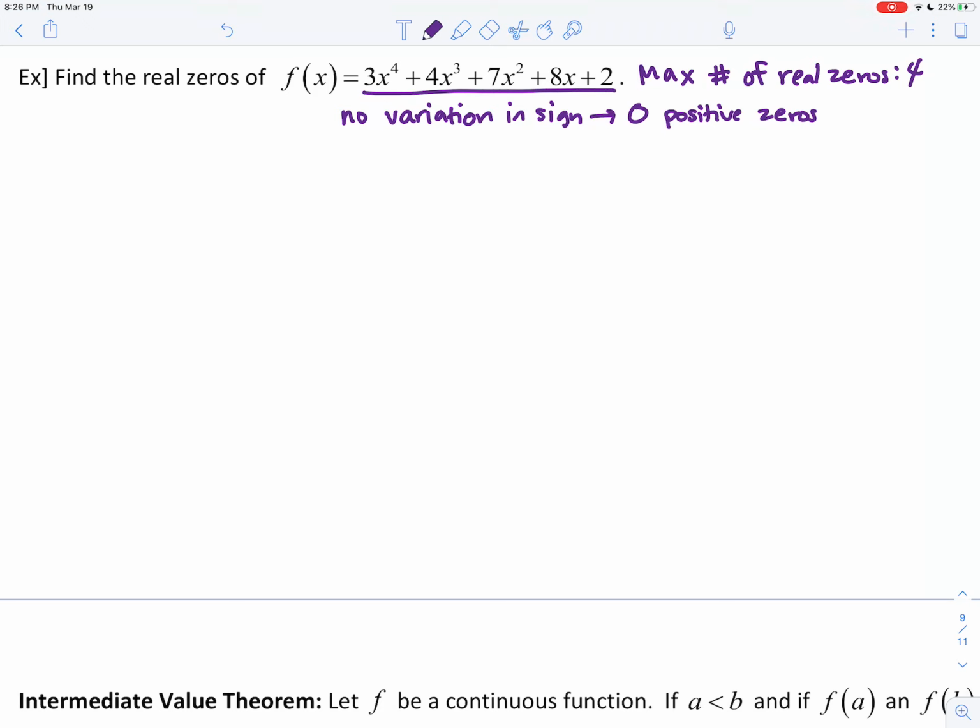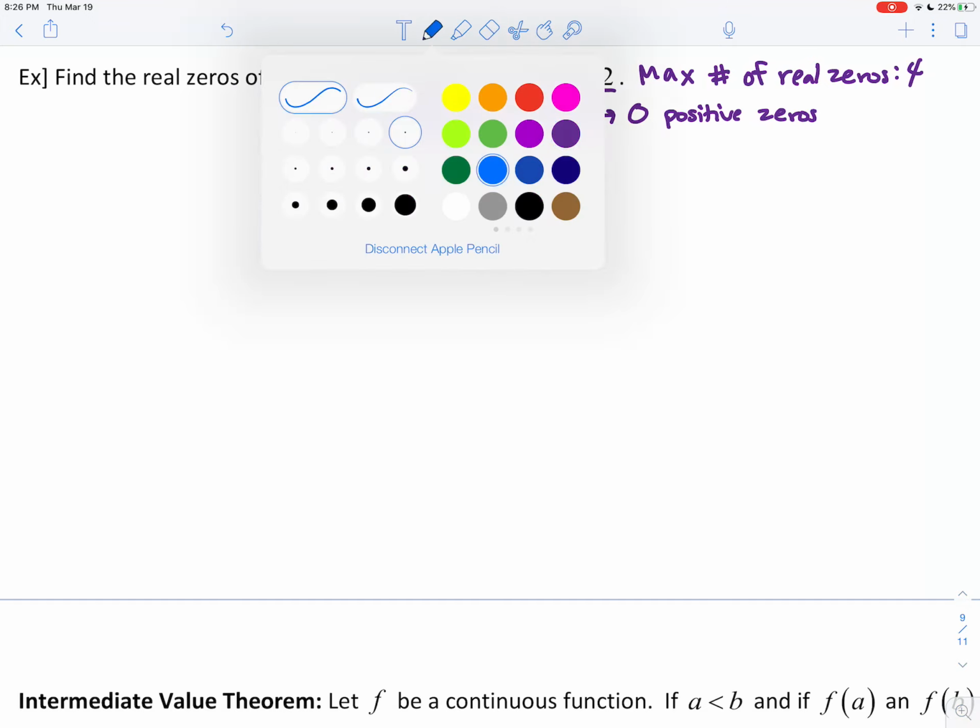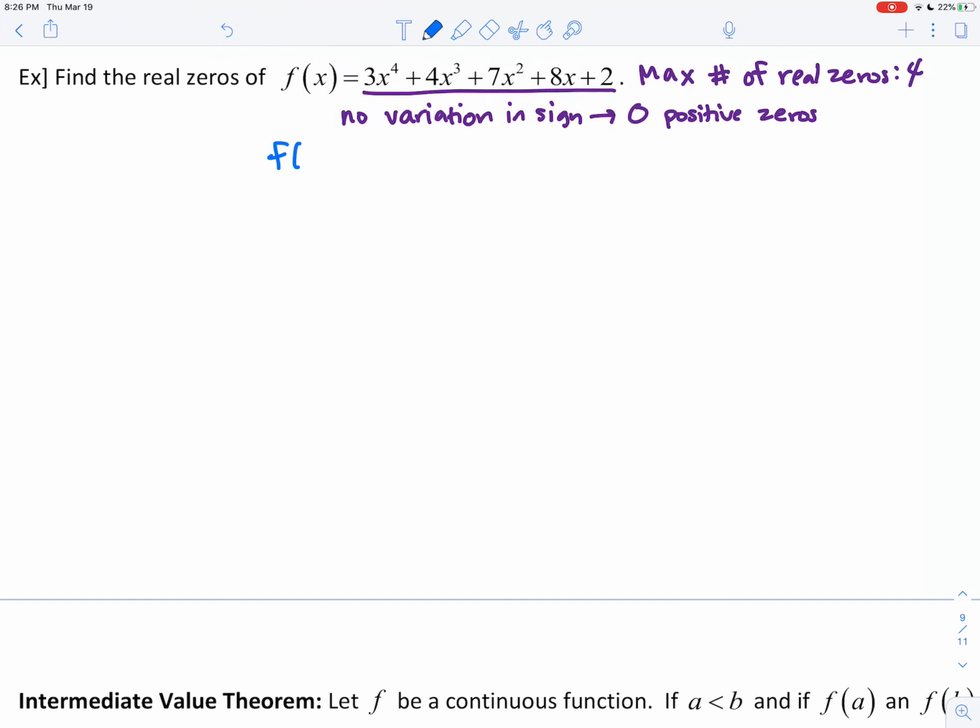And then to figure out how many negative zeros there could be, you need to find f of negative x. So remember that when you find f of negative x, every term with an odd degree will change sign. Every other term will not. So let's write this down. So we have 3x to the 4th minus 4x cubed plus 7x squared minus 8x plus 2. So now we'll look at the variation in sign of these terms.